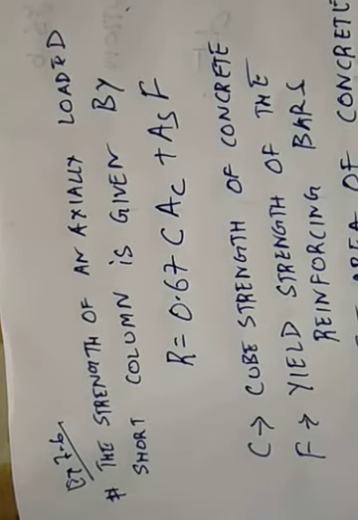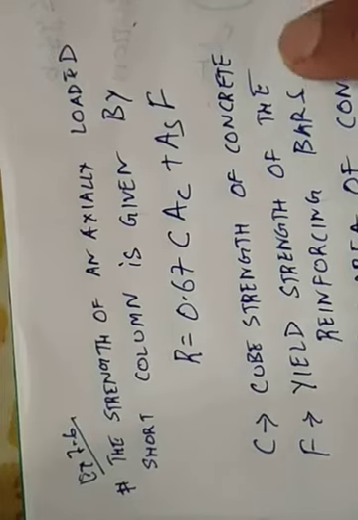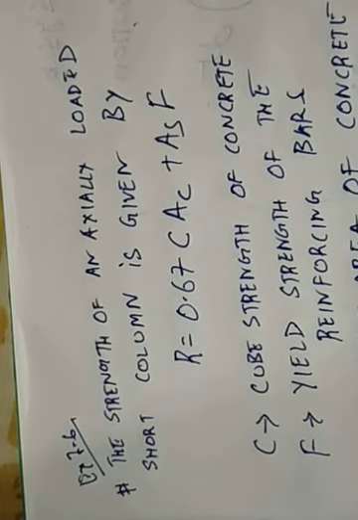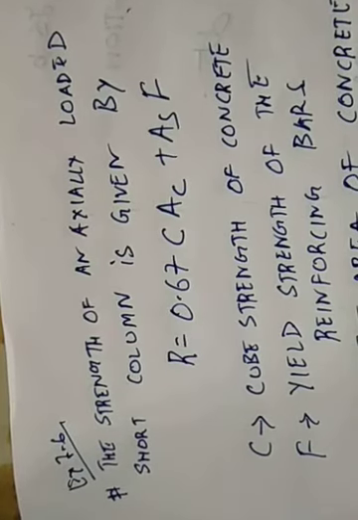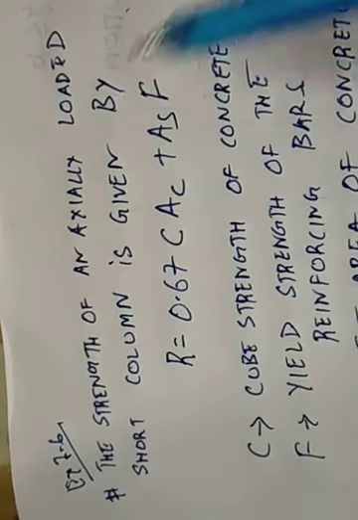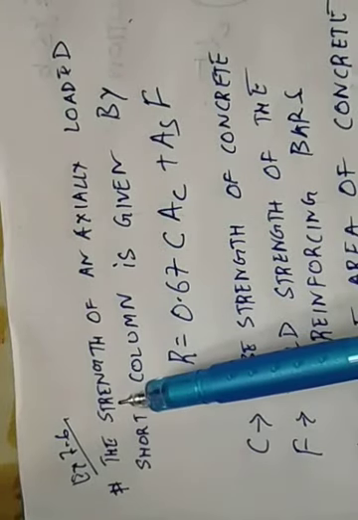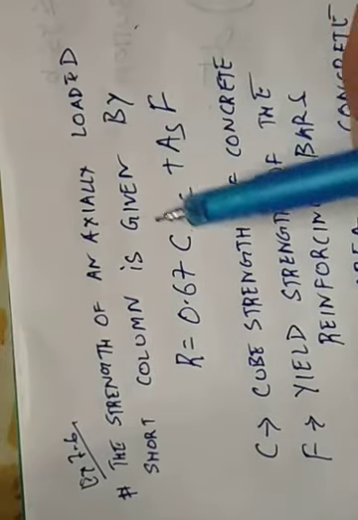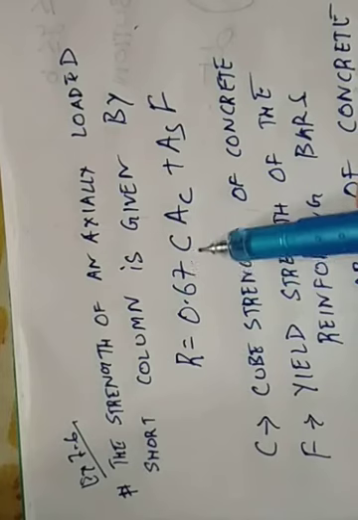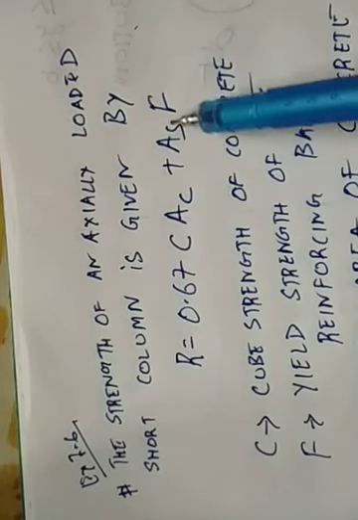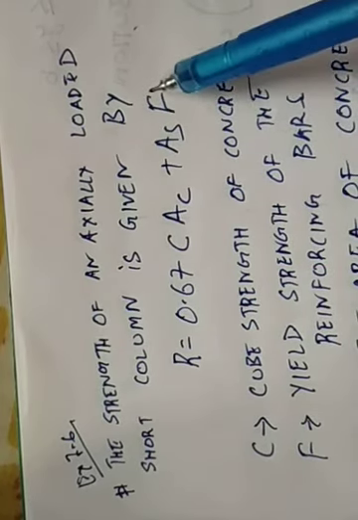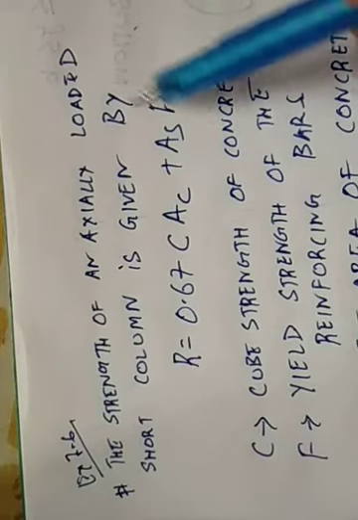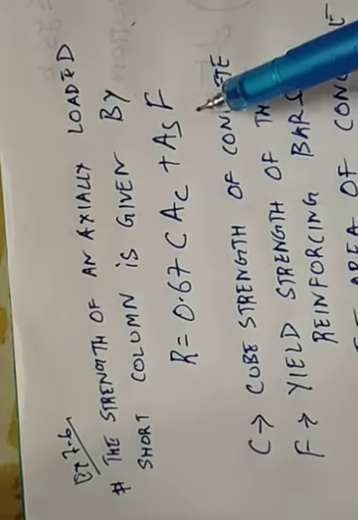I'm going to explain each and every step of this problem, including certain steps which may have been missed in that example, so that we can get greater insight and understand the problem properly. The problem given is: the strength of an axially loaded short column is given by R equals 0.67 C AC plus AS times F. Be careful if you're looking at the book; this term, plus AS times F, is not printed in the book.